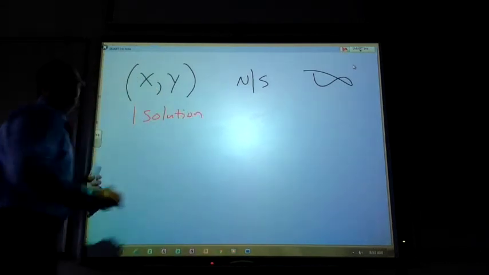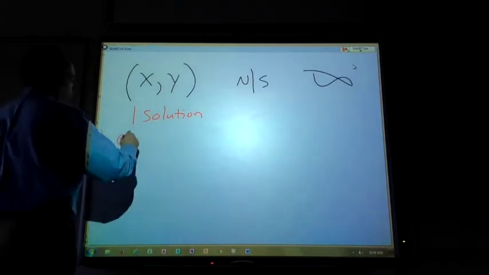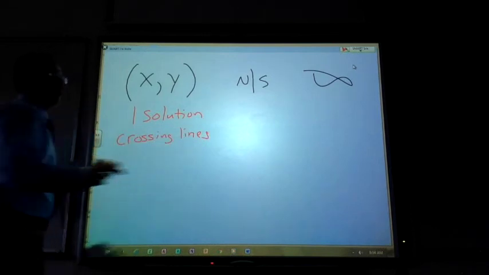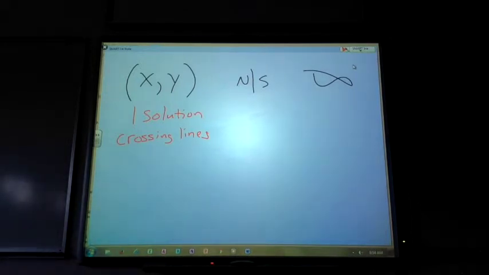If we have one solution and we graph them, do they cross? Are they parallel? Or are they on top of each other? They cross. So these are crossing lines. If I have one solution, that means I'm able to solve x and I'm able to solve y. There's one solution. They cross.